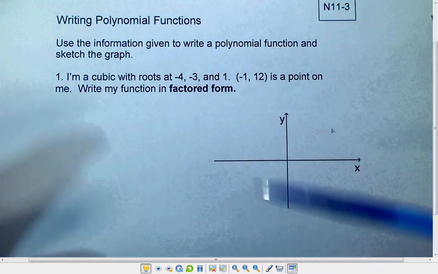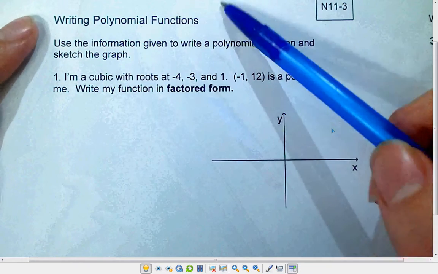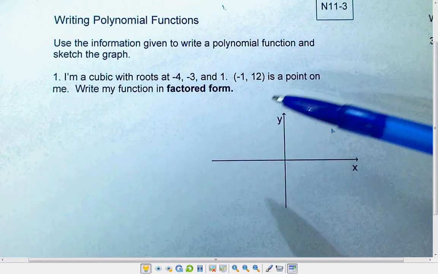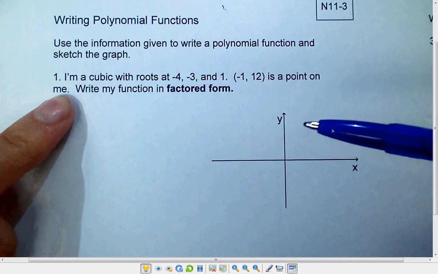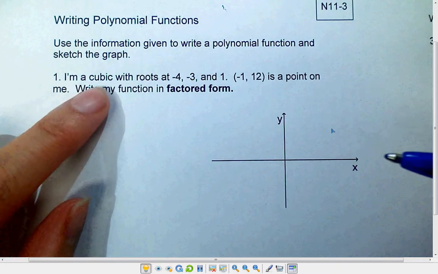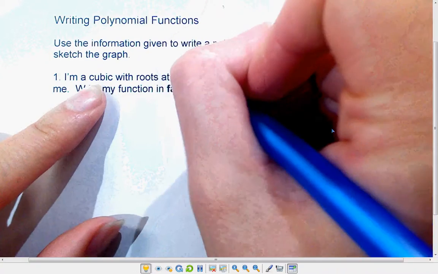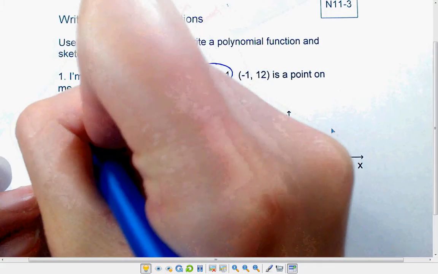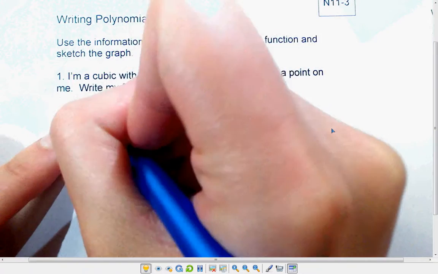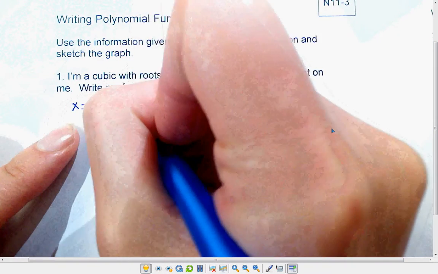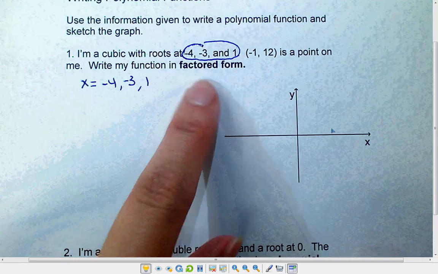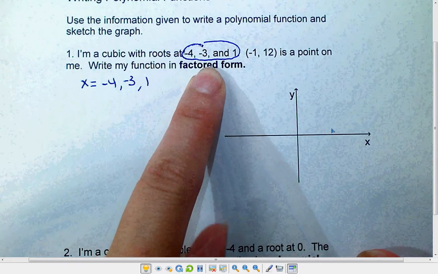Today we're going to be learning how to write polynomial functions given some information. So let's start off with number 1. This is telling us that we have a graph, a cubic, with roots at -4, -3, and 1. So we know our roots are -4, -3, and 1. So we're going to start off with this information and write our form for this function.